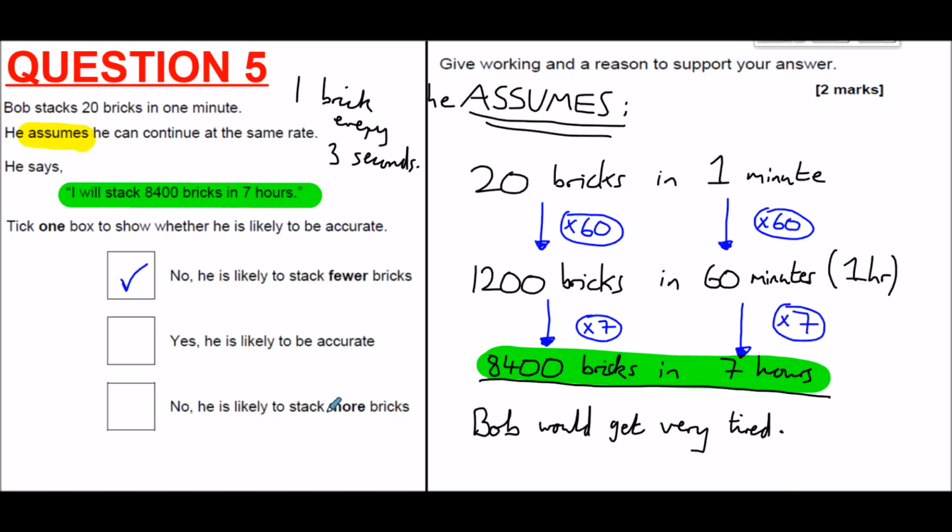If it was a case of a car driving along a motorway, which was quiet at night, then we could follow our assumption, because a car, assuming it's got plenty of fuel, can keep going at the same speed for a long time, because it's a machine. But Bob isn't a machine. So apply some common sense to this question. His assumption is a bit silly. So he's not going to stack as many bricks, he's going to stack fewer, because he'd get very tired very soon. So just think carefully with question 5.